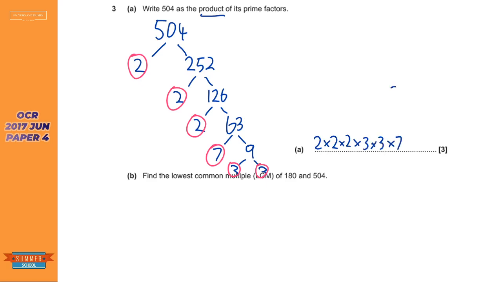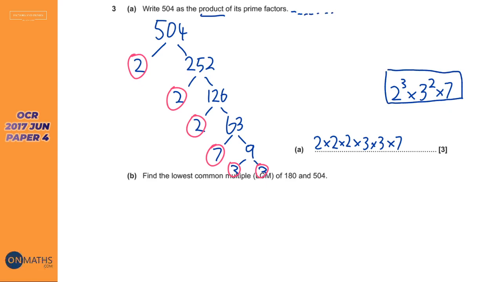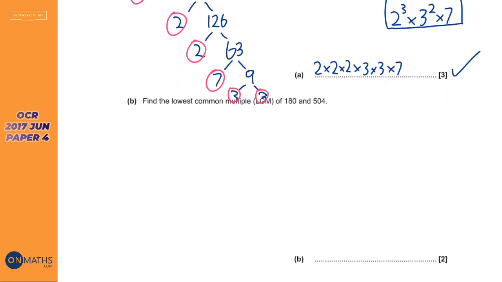Now you could write 2 to the power of 3 times 3 squared times 7, and that would still be correct. But you only have to write it that way if it says leave your answer in index form. So if the question says leave your answer in index form, you have to do it this way. Otherwise, I would just leave it as I've done it in the answer field there, because that would still get the full marks. Right, next one.